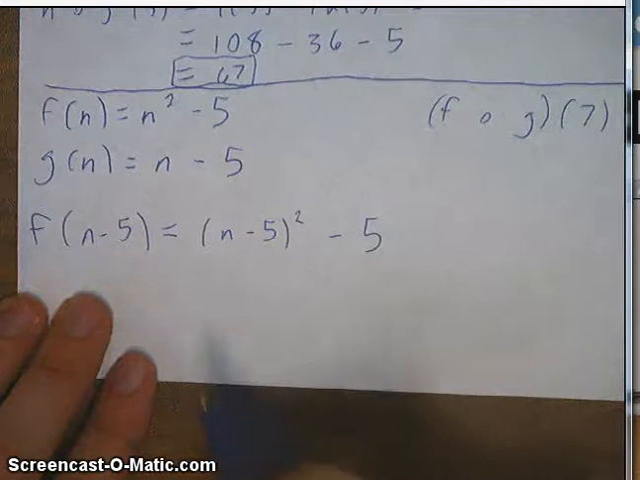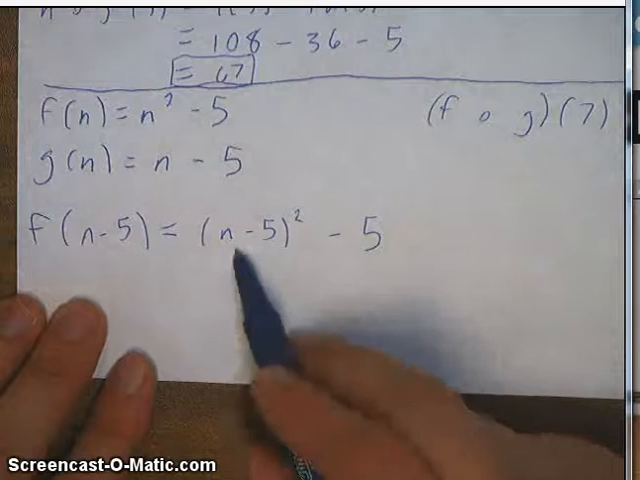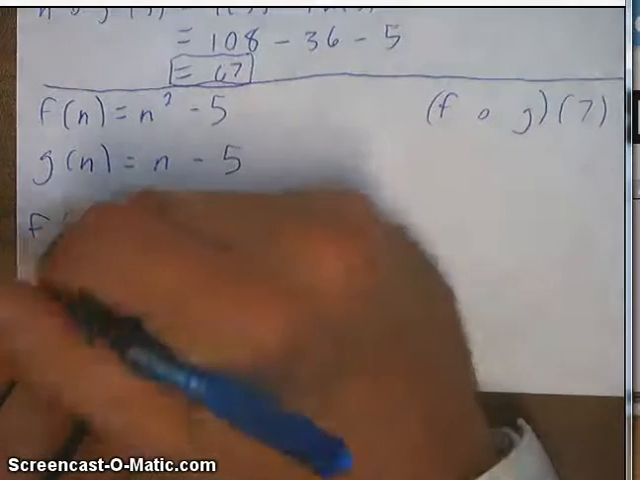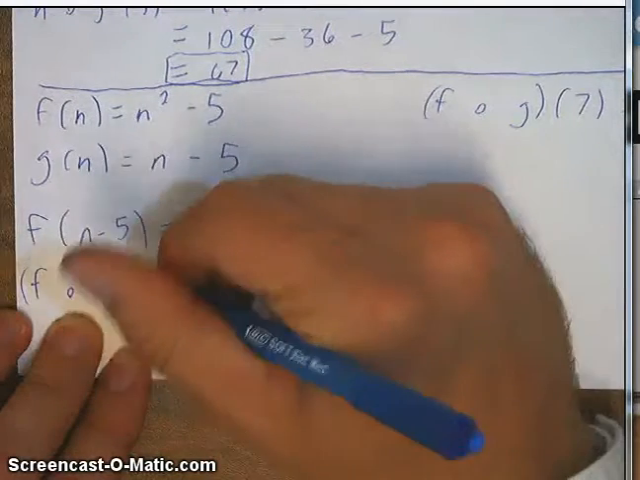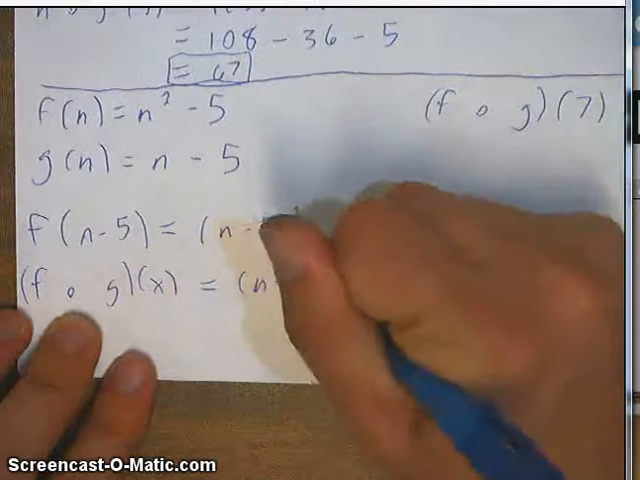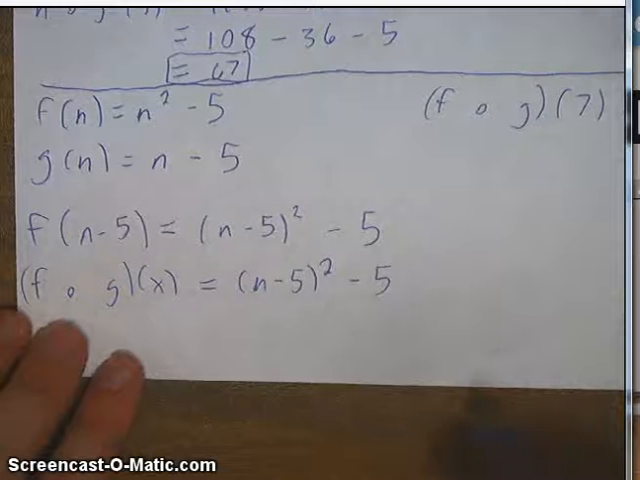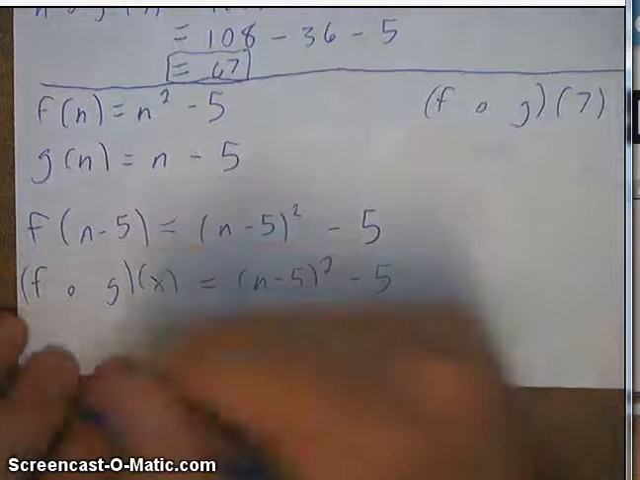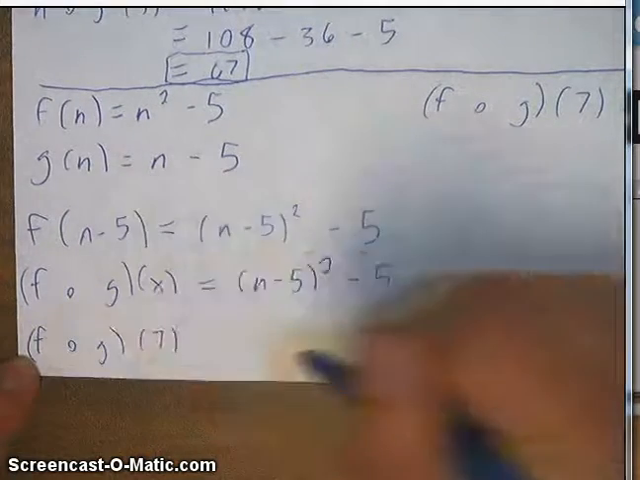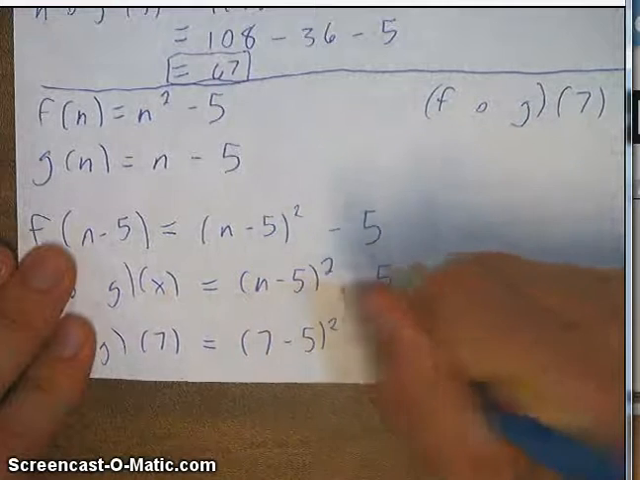And believe it or not, there's not much we need to do here. This is fully simplified. You could go ahead and FOIL this out if you want to, but I think it makes it unnecessarily complicated. So I'm going to say f of g of x equals n minus 5 squared minus 5. Just like that. That's okay. Because from here it's really easy to plug in the 7, which is what we're going to do next. We're going to find f of g of 7, which equals 7 minus 5 squared minus 5.